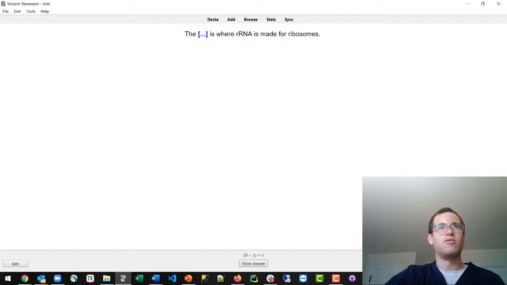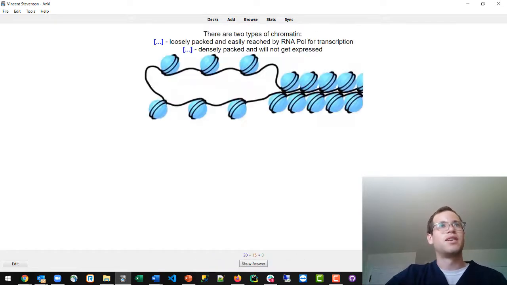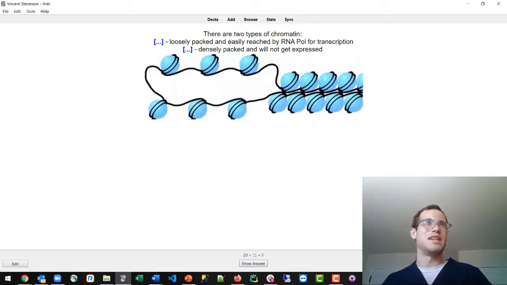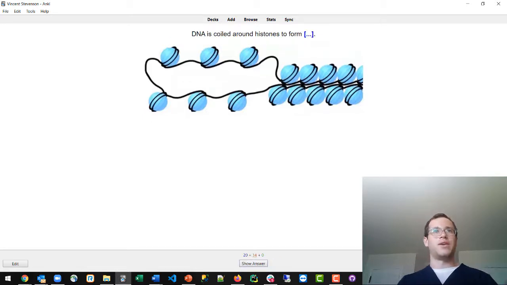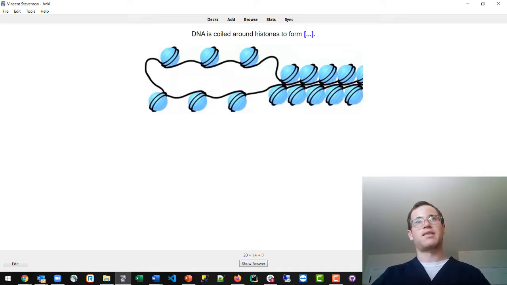And the nucleolus is where we're going to make our ribosomal RNA for ribosomes. And we've got the two types of chromatin, just reviewing this. We've got the euchromatin, that is the loosely packed and easily reached DNA that can get readily accessed by RNA polymerase for transcription. And then we've got something called heterochromatin, which is that really densely packed stuff that is harder to express, and it doesn't get expressed.